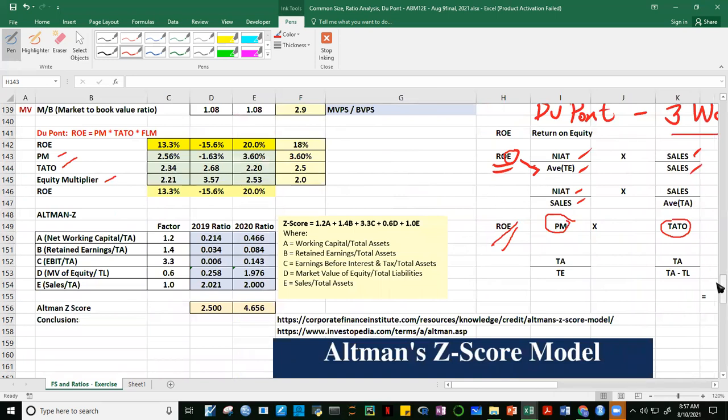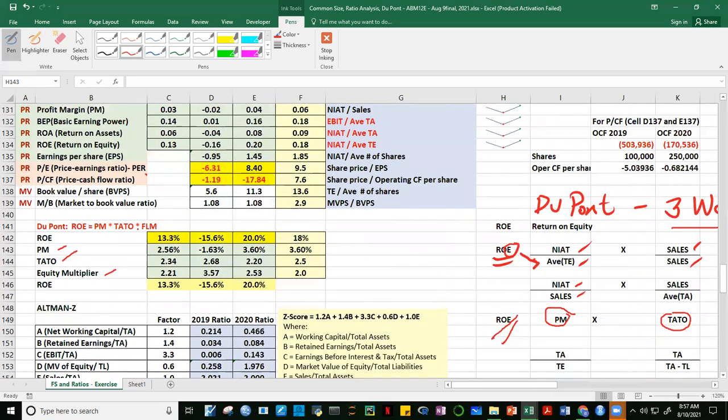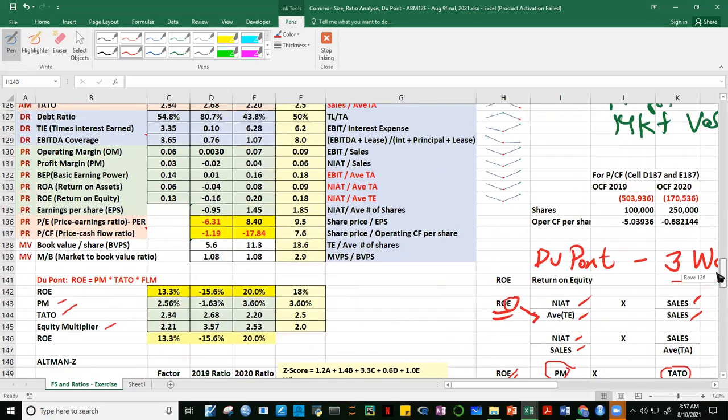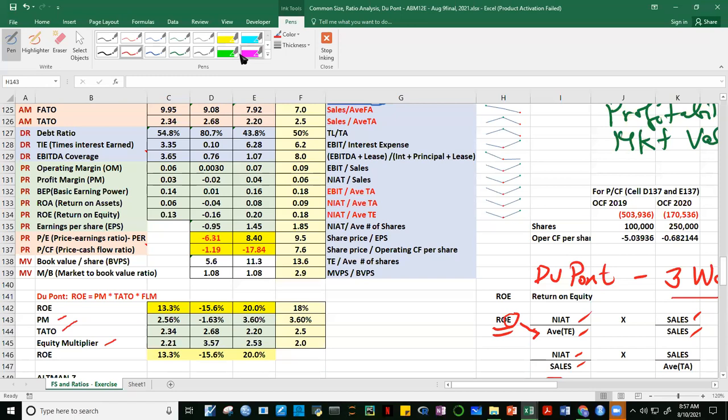Okay, so here I'm showing you dito. So, si ROE natin, nakuha natin sa taas yan. So, kinopya ko lang sa taas. So, here, this is ROE.